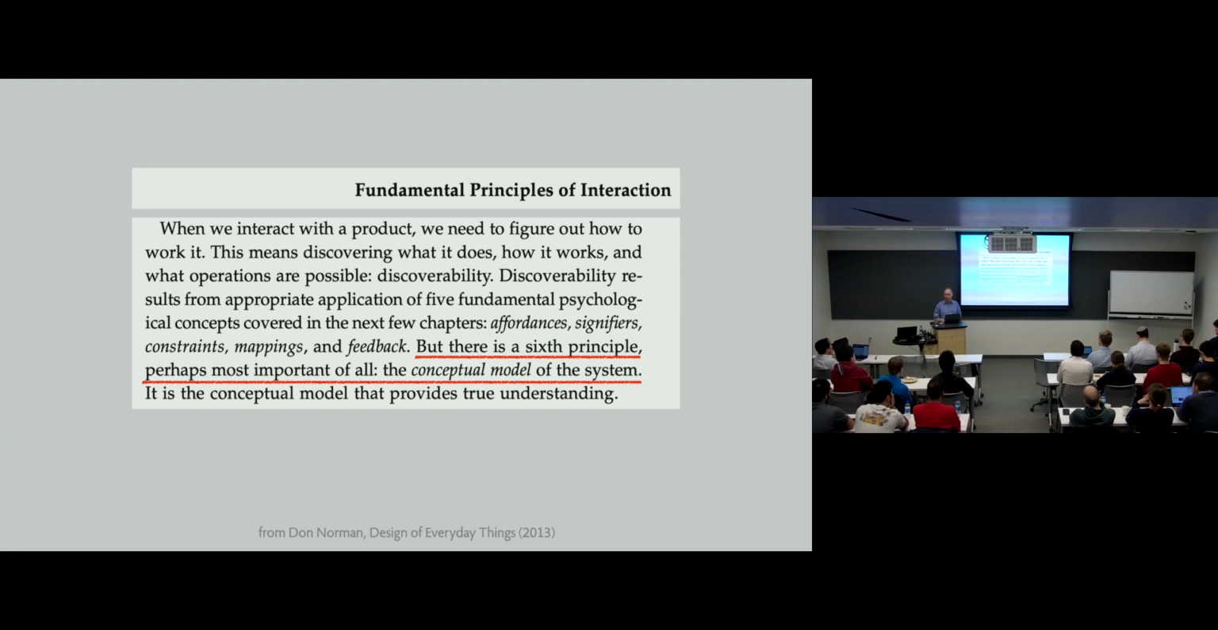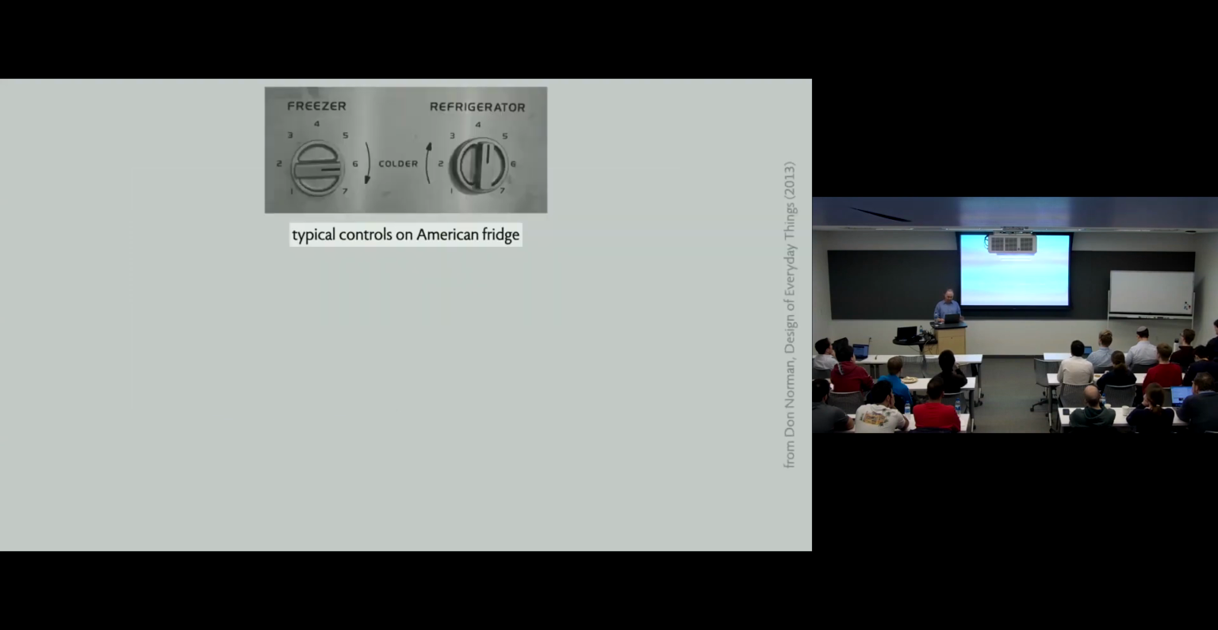Let me show you Don Norman's canonical example of a conceptual model, because I think it's very interesting and insightful. He points out that many fridges in the States are still designed like this. My fridge is designed like this. And it's kind of amazing because it's catastrophic. You have these two controls, one marked freezer and one marked refrigerator.